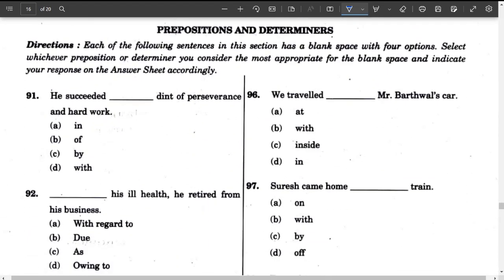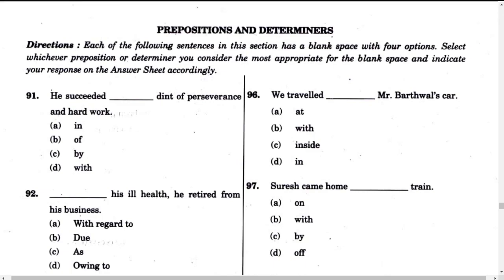Prepositions here. Succeed. Remember, succeed is followed by, okay, so no. In this case, succeeded in dint of perseverance. Succeeded is also followed by in. Next, dash is ill health. Owing to his ill health, he retired from his business. Can be used.